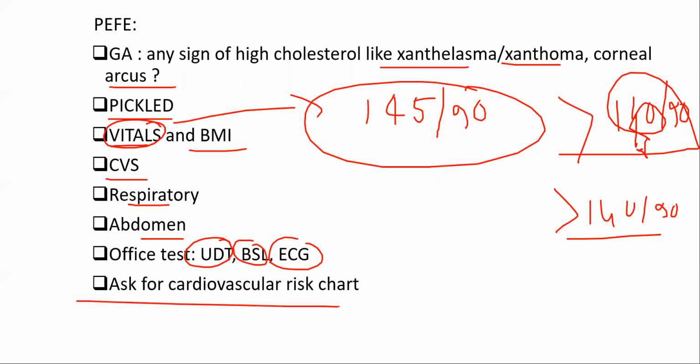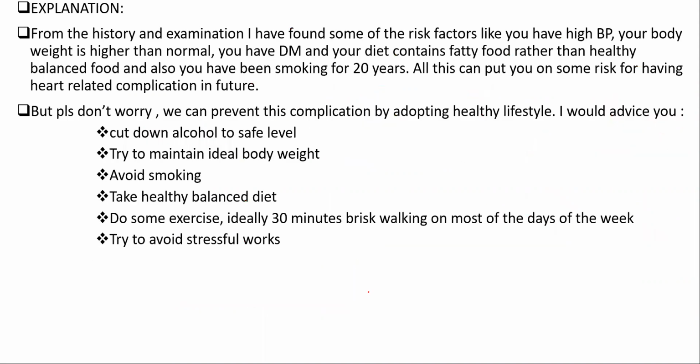At the end, you should ask the examiner, "Examiner, I would like to know if the 5-yearly cardiovascular risk assessment chart is available." If the examiner gives it to you, then you can always find this out from the history and everything. Most of the time in this case, they don't give it to you, but still it should be asked. So what you're going to say is that from history and physical exam, I have found some risk factors, like you have high blood pressure, your body weight is higher than normal.